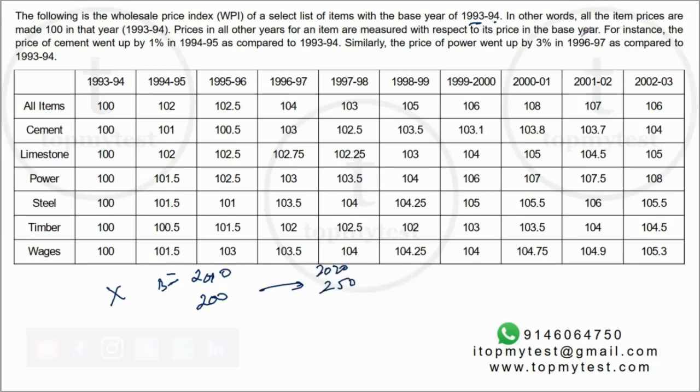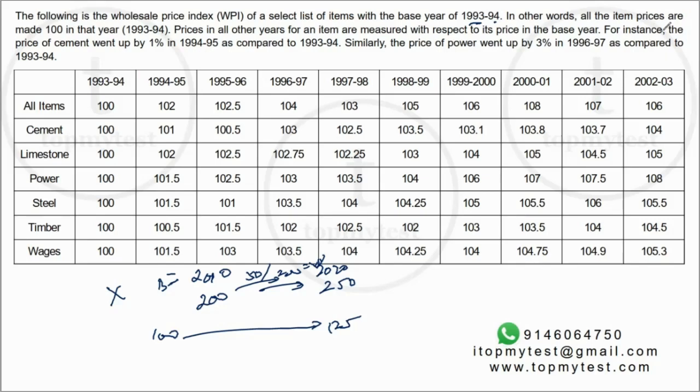So instead of doing it as 200, right, they will index it to 100. Now, what is the rise here? Rise is 50 over 200, which is 25%. So the index value will be 125 in 2020 for this, right? So again, for all these items, you have indexed it. Everything is measured with respect to 1993, 94.